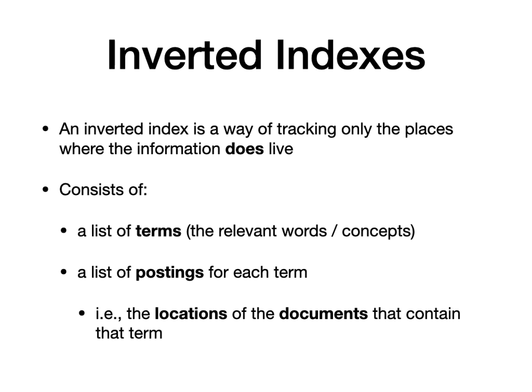An inverted index is a way of tracking only the places where the information does actually live in your collection. So, it consists of, very much like the term document incidence matrix, a list of terms, right? All these relevant words and concepts that we might want to search for. And then postings for each term, which is not a full array of length documents, but a list of the locations where those documents live that do contain that term and not the ones that don't contain that term.